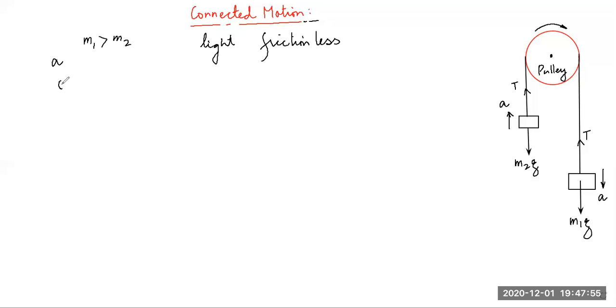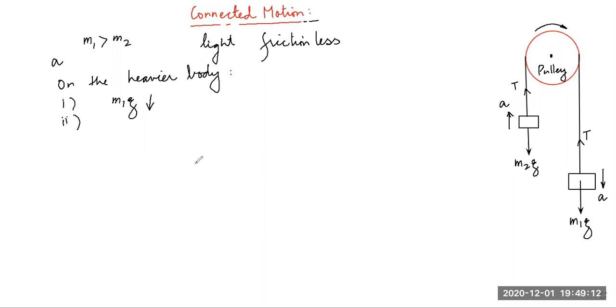Now on the heavier body, the forces are acting. Okay, which forces? Number one, its weight, m1g. This is the heavier body. Its weight is acting downwards. Am I right? Weight is acting downward. Yes, students, the weight is acting downwards. Then number two, the tension T is upwards.